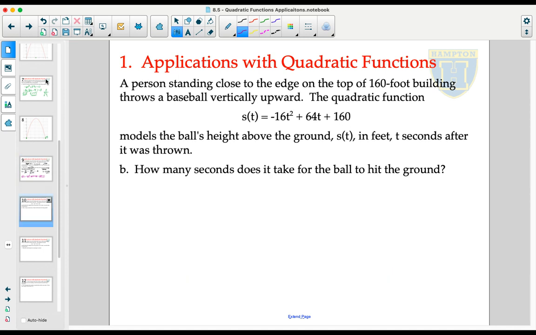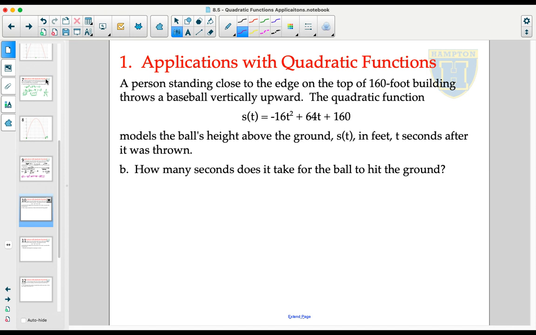In our next part, we're going to consider a slightly different issue. How many seconds does it take for the ball to hit the ground? Now, this is assuming that the ball could actually hit the ground. If you're standing on the edge of a 160-foot building and you throw a ball straight upwards and the ball comes straight back downwards, you would think that the ball would land right where you were standing, meaning it would hit the building. We're going to assume that the ball could actually travel all the way to the ground.